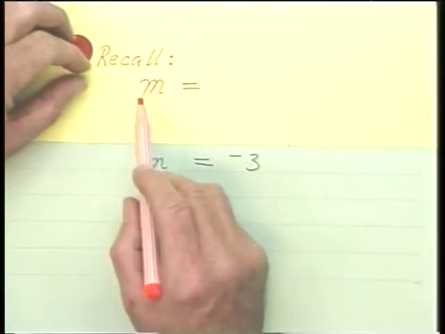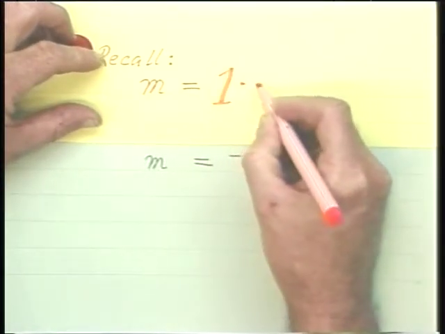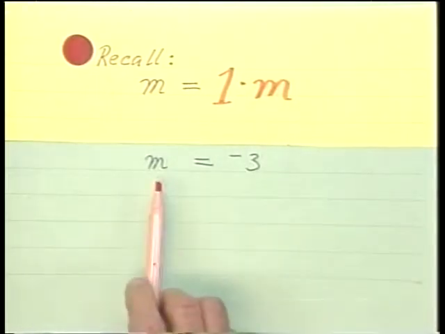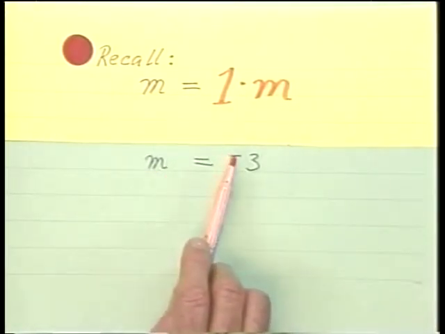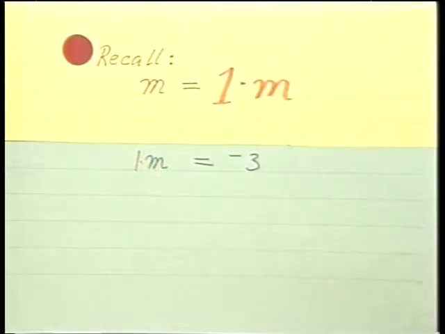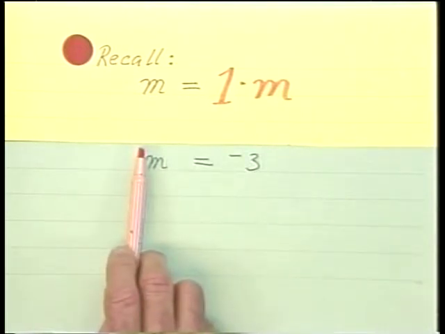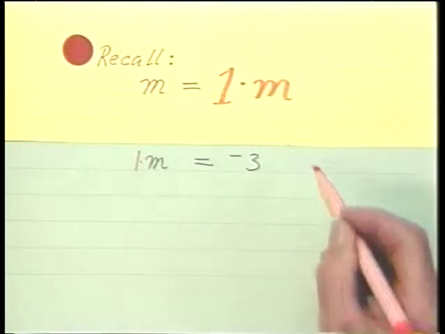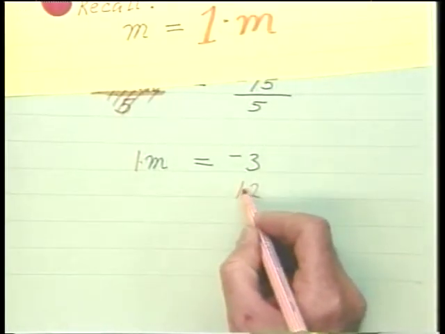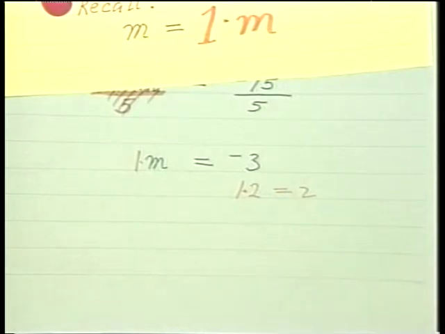Recall that m, or any variable, is the same thing as 1 times that variable. So we're doing more than saying m is negative 3 here. We're saying 1 times m is negative 3. There's always a 1 multiplier even when it's not written. If I were to say 2, there's always a 1 times 2 because 1 times 2 is still 2.